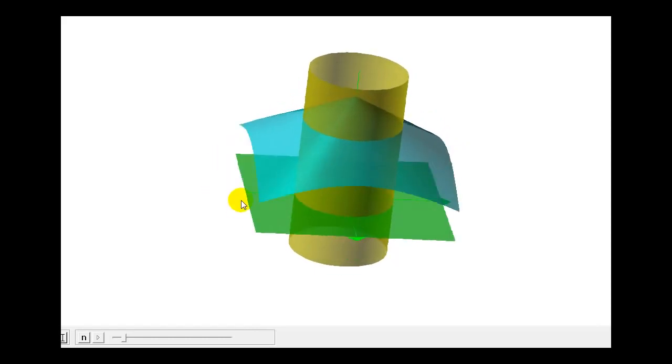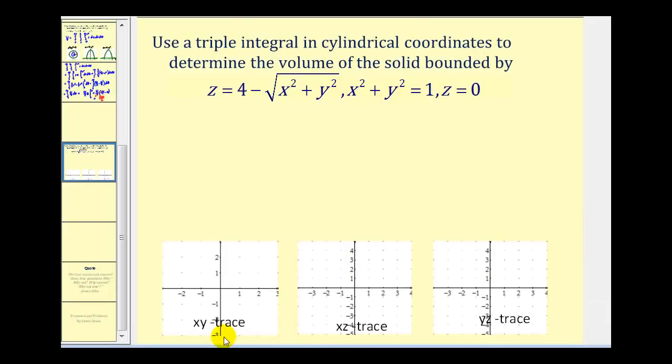So let's start by taking a look at the traces. Let's take a look at the xy, xz, and yz traces. So for the xy trace, we'll let z equal to 0. So if z is equal to 0 here, we'd have 0 equals 4 minus the square root of x squared plus y squared. So if we move this square root to the other side and then square both sides, we would have x squared plus y squared equals 16.